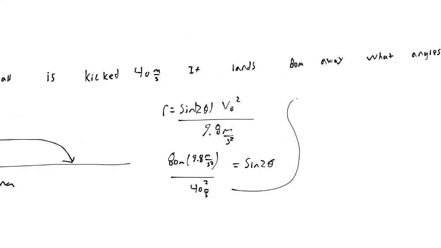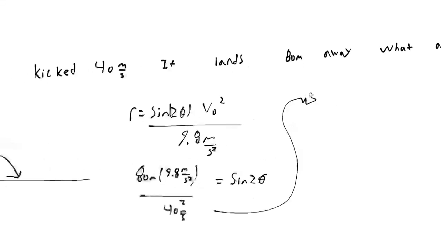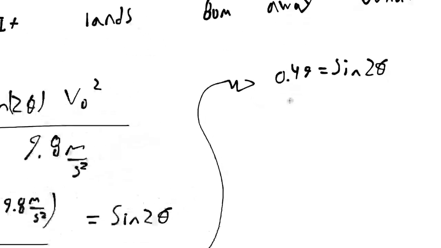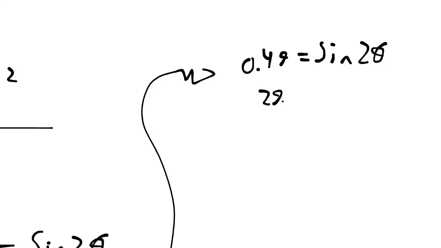Then you're just going to do inverse sine. Before you do inverse sine, it should be 0.49 equals sine 2 theta. And then inverse sine, you get 29 point something equals 2 theta.